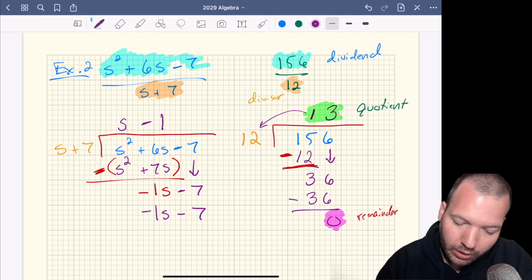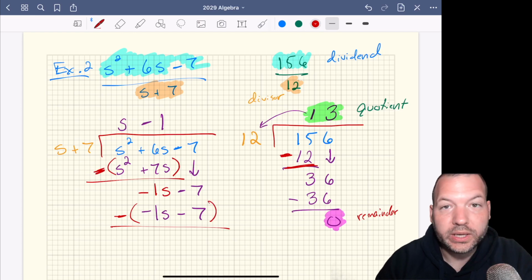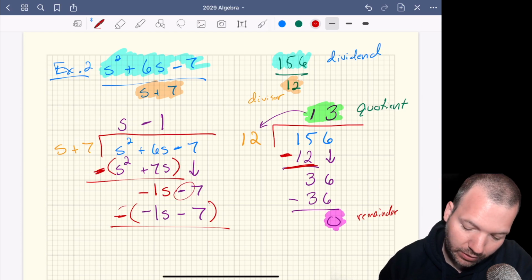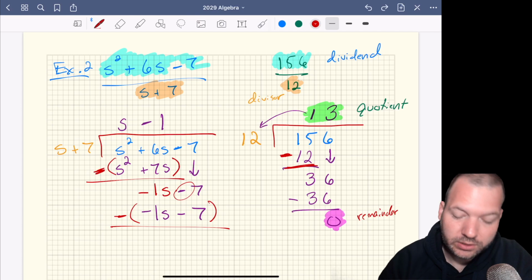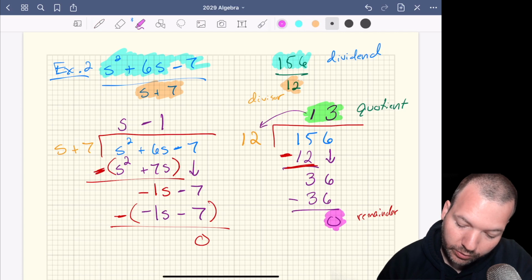Okay. Now, I want to make sure that I subtract. Negative 1s minus negative 1s is 0. That should always happen. Negative 7 minus negative 7. Again, be careful with your signs. Negative 7 minus negative 7 is really negative 7 plus 7, which of course is also 0. And so let's make sure we can still keep track. This down here is our remainder.